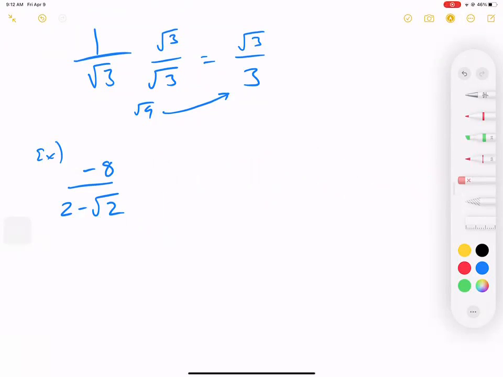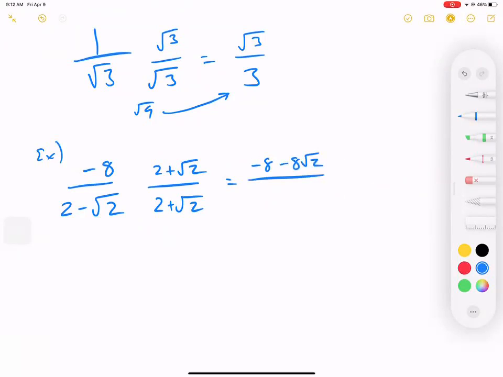So we're going to use what we've seen before. We're going to multiply this by the conjugate. So 2 minus square root of 2 becomes 2 plus square root of 2. So we're going to multiply that to the top and bottom. We multiply it out, we end up with negative 8 minus 8 square root of 2 all over.